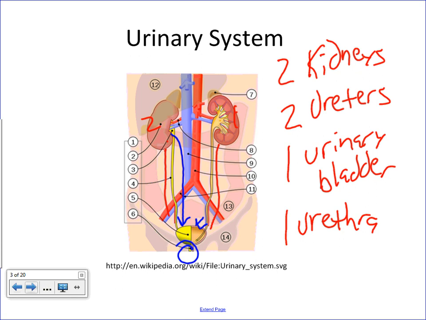Like I said, that's really what this system is composed of. It's not all that bad. A lot less complex than a system like the digestive system or the muscular system or the skeletal system, where there's just a lot more structures to look at. Obviously, there's more aspects of these to take a look at, but that's the urinary system in a nutshell. Two kidneys, two ureters, a urinary bladder, and a urethra. Okay, and we'll break these down more as we go, but that's the urinary system, in terms of just what it's generally composed of. All right.